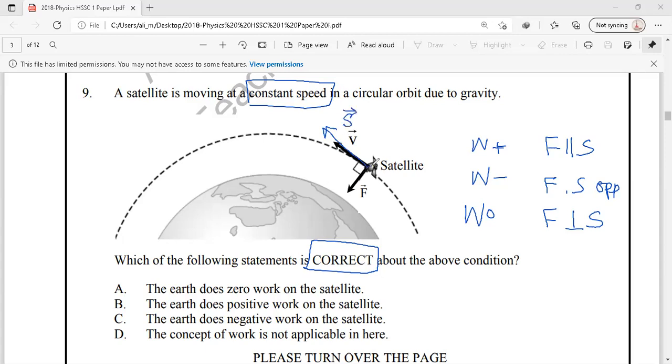And this is the force that is acting towards the center of the circle, and it is always perpendicular to the tangent of the circular path, that makes 90 degrees. So for that case, the work done would become zero because force is perpendicular to the displacement of this satellite. This makes option A the correct statement, that the earth does zero work on this satellite, and the reason is that force is perpendicular to displacement.